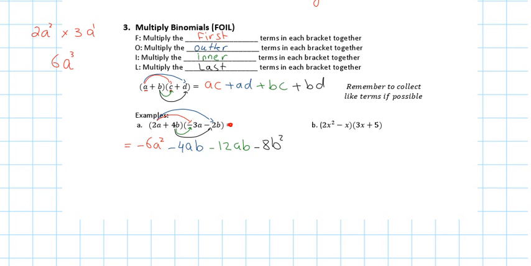So after you do this, do you see any like terms? Yes. What are my like terms? Minus 4AB and minus 12AB. That's right. These two are not like terms because they don't have the same letter, right? But this and this, they are like terms because they have the same letters, AB, AB. Again, if you wrote it as BA, they're still like terms, okay? So that's going to give me negative 6A squared minus 16AB minus 8B squared.